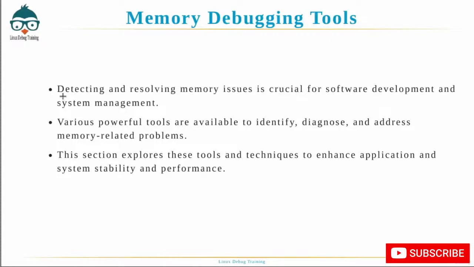So far, we discussed the various types of memory related issues. Detecting and resolving these issues is crucial for application development and system stability. There are various tools available to identify and report the memory related issues. In this section, we will explore these tools and techniques.